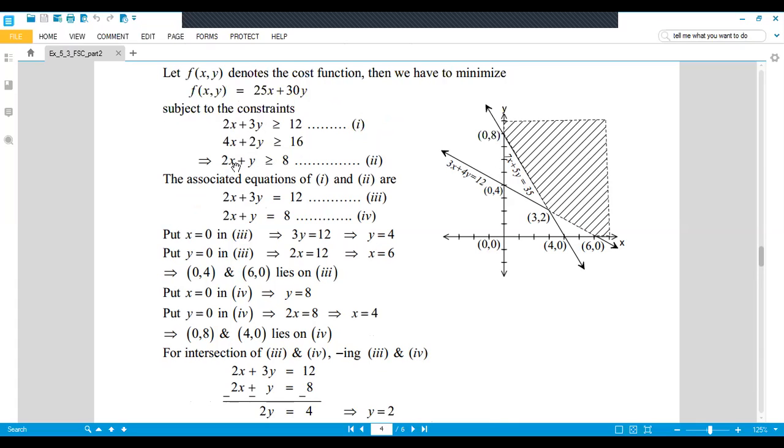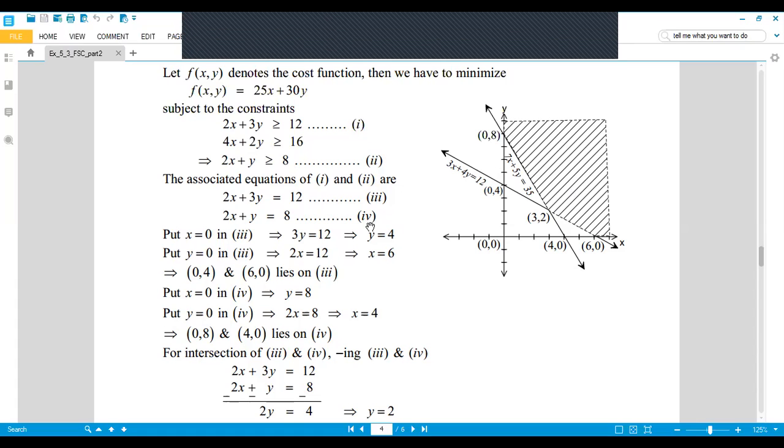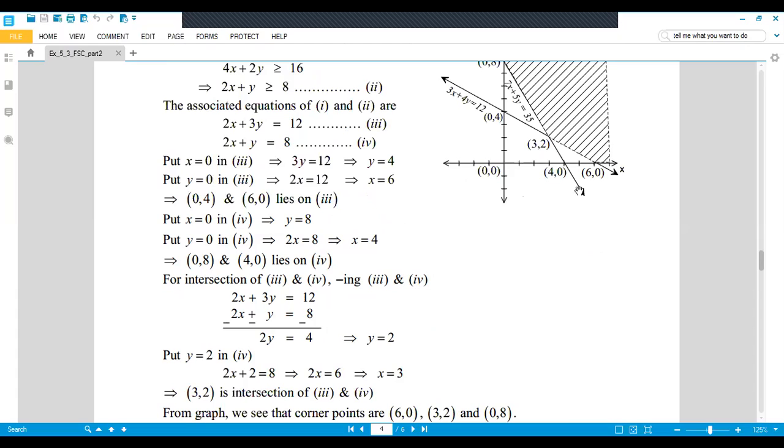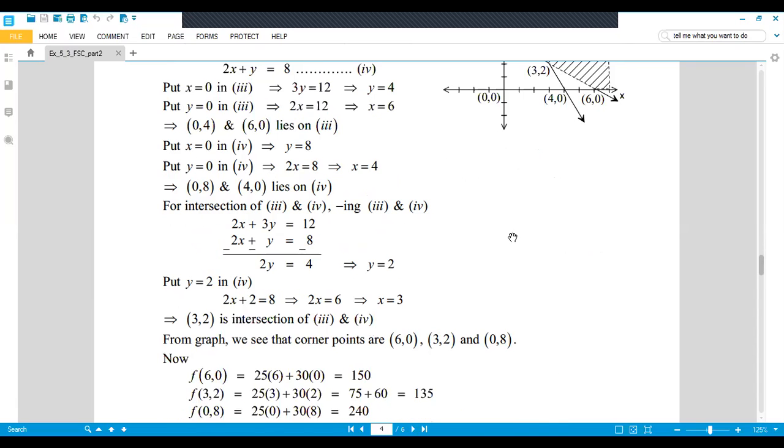And for the second, when we put 0 plus 0, 0 is greater than or equal to 8, it doesn't satisfy. So again, the shaded area will be above the line. It doesn't contain the origin. So the shaded area is this. Now the corner points for the shaded area, if you check, are (6, 0), (3, 2) and (0, 8). These are the 3 corner points for the shaded area.